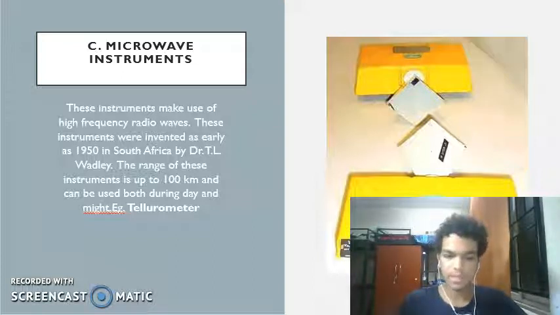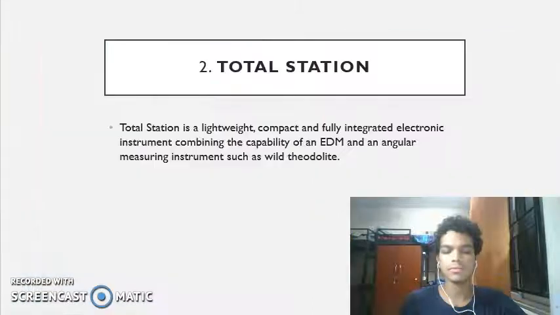The third and last type is microwave instruments. These instruments make use of high frequency radio waves. They were invented as early as 1950 in South Africa by Dr. T.L. Wadley. The range is 100 km and they can be used during both day and night. An example is the Tellurometer.